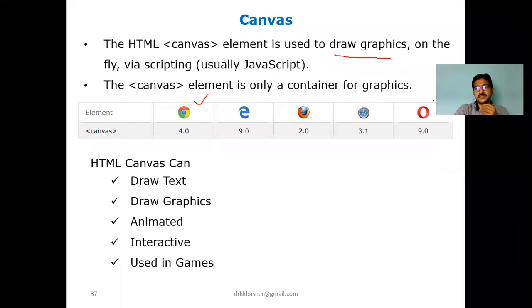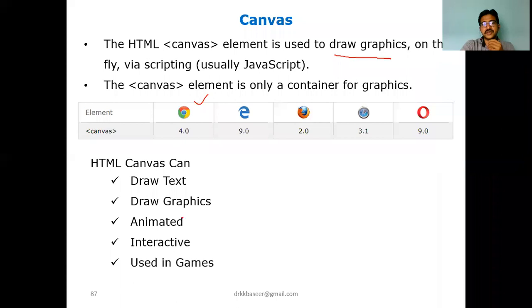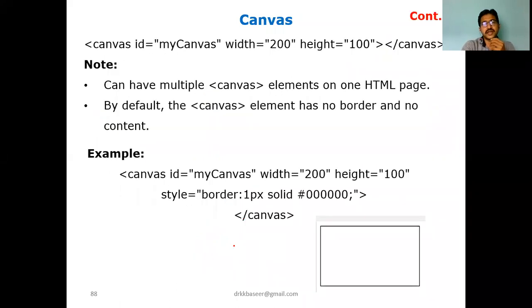With the help of canvas, what can we do? We can draw text by specifying some area in our HTML page. We can draw graphics. We can make some animated things. We can give some interactive things on top of the canvas, and it will get some responses. Canvas can also be used in games. So these are a few things we can do with the canvas. We can draw text and graphics. We can make animated things. We can interact with the canvas. We can use this canvas in games as well.